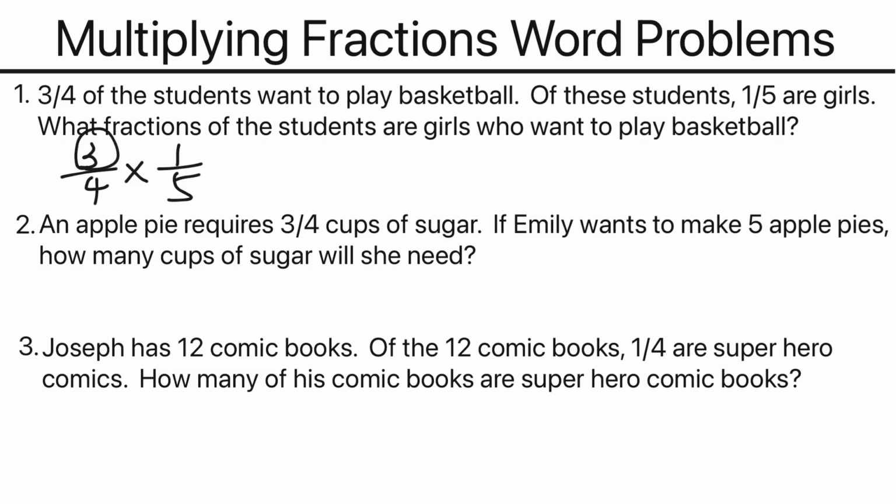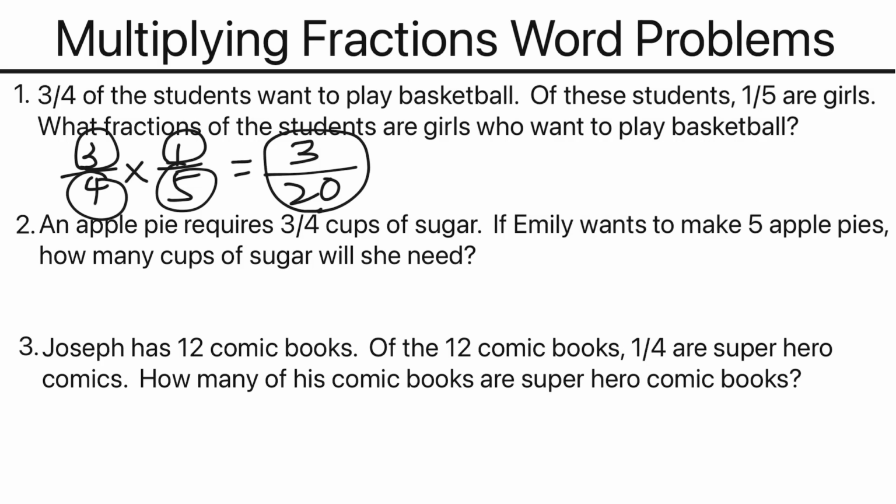And by multiplying across, we have 3 times 1 equals 3. And 4 times 5 equals 20. So our answer is 3/20 of the students who are girls and want to play basketball.